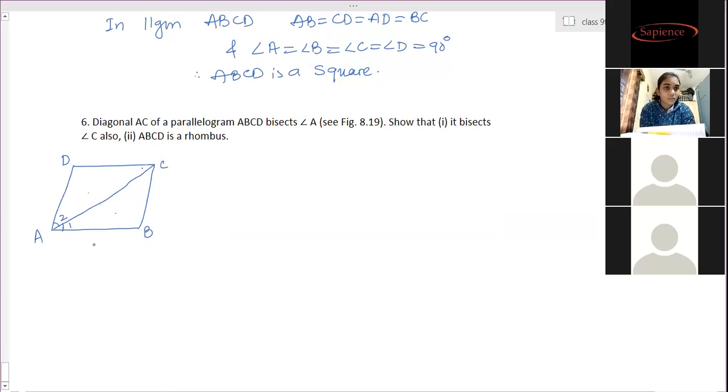Wait, if these two are equal, then AD and AB are equal, but how to prove congruency? Ma'am, we can prove AD and BC are equal. Opposite sides, no, we can't prove AB and CD. AB and CD are equal. Opposite sides are equal, then opposite angles will be equal. We have to show these two angles equal.